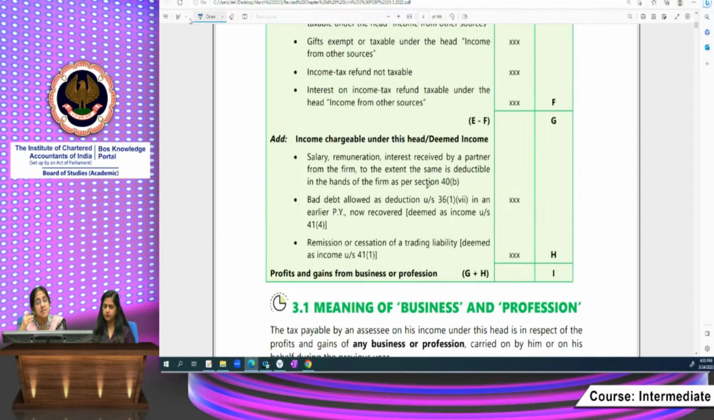Then another thing is, suppose I'm a partner of a firm. I have my proprietary business, and I'm also a partner of a firm and receiving salary, interest and so on as a partner. That is also chargeable to tax under the head profits and gains of business or profession. That I have to take.